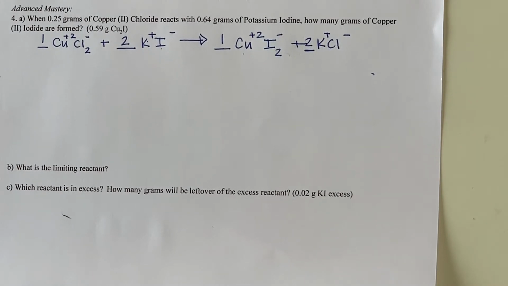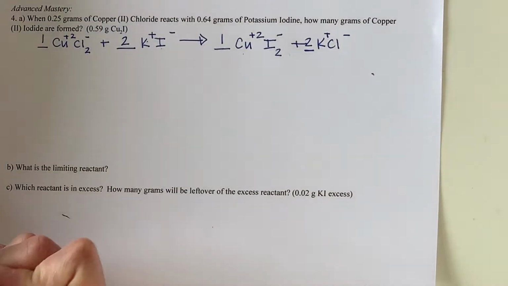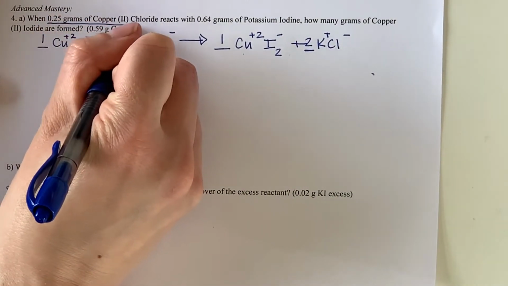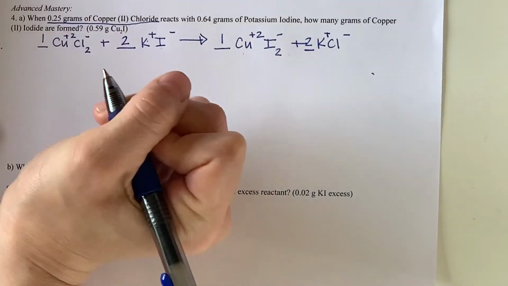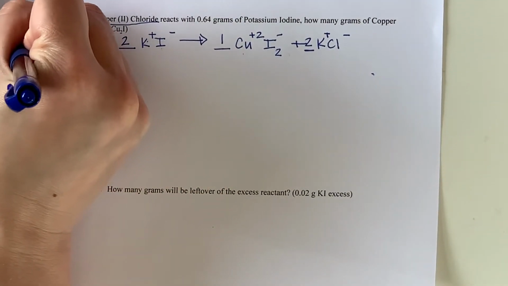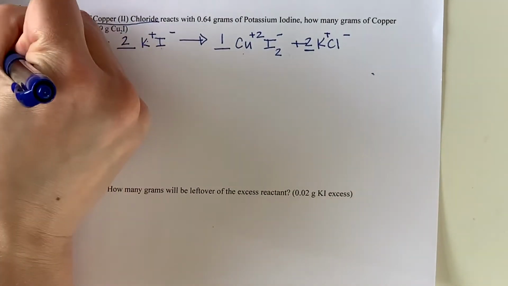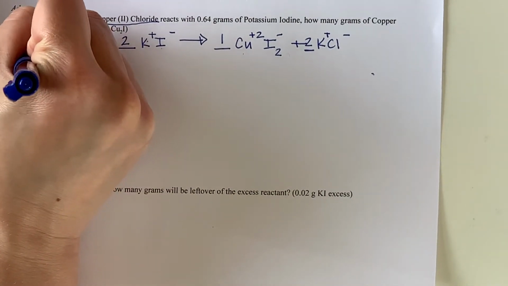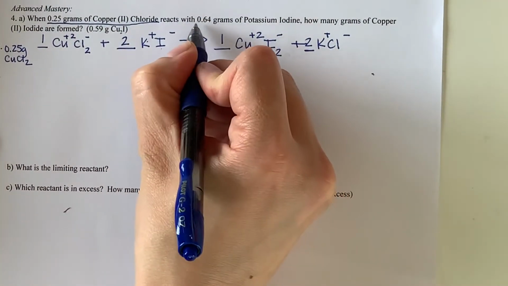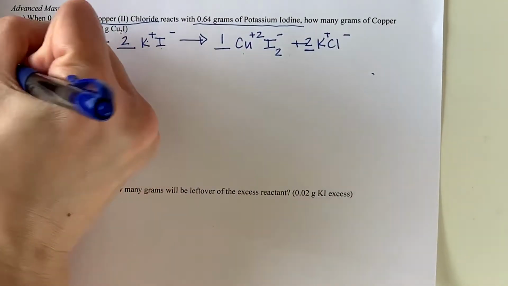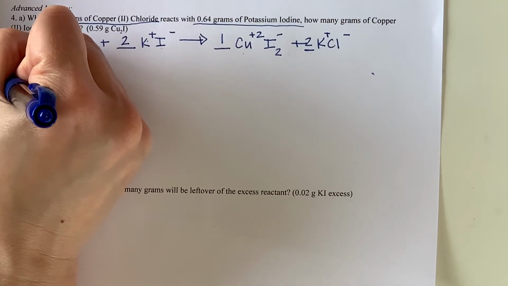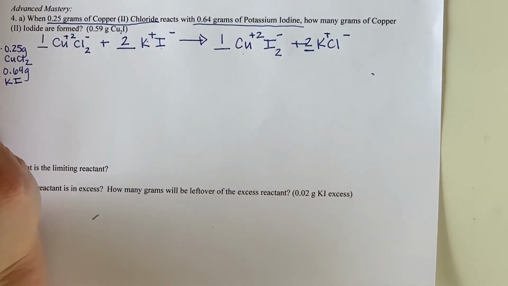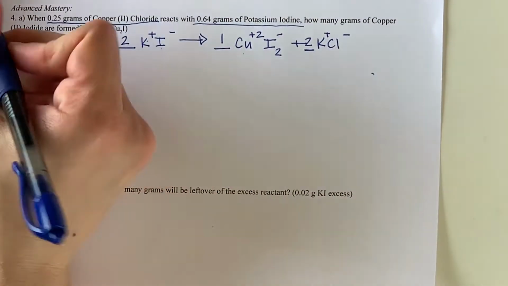Now I'm going to look at this problem. I'm going to try and think, what's my given? What do they want me to do? What am I looking for? Okay, so they tell me I have 0.25 grams of copper 2 chloride. That means my given is 0.25 grams of CuCl2, and it reacts with 0.64 grams of potassium iodide. So 0.64 grams of potassium iodide. It wants to know how many grams of copper iodide are formed.